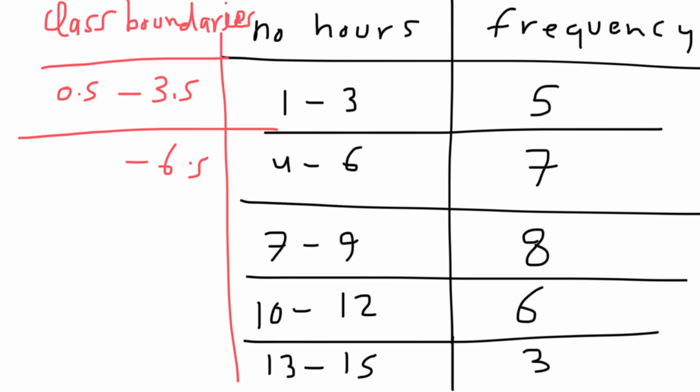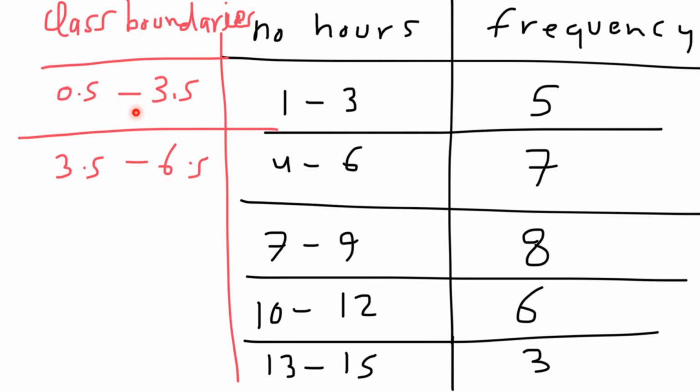Same thing here. For the lower boundary of this class, we subtract 0.5, which gives 3.5, which is obvious because this number has to be exactly the same as this, because it's the boundary between the two classes. It's just something halfway between the two classes, the separating point between the end here and the beginning here. So this is 3.5. So obviously this ends at 3.5 and this starts at 3.5.